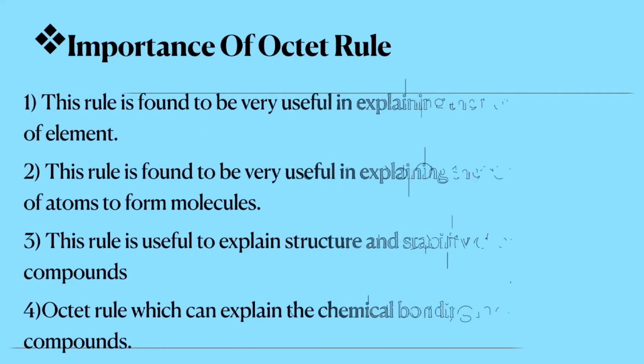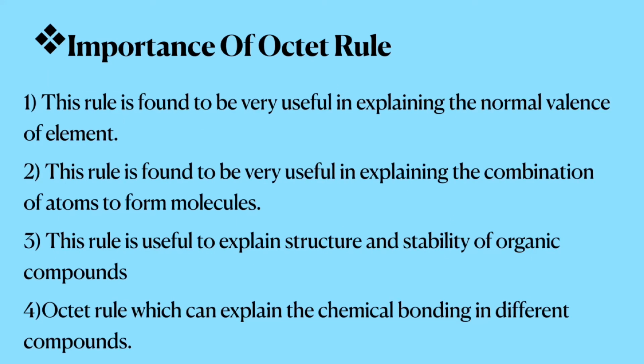Now let us consider the fourth importance of the octet rule. The octet rule can explain the bonding in different compounds. For example, a water molecule is formed by the covalent bond between the hydrogen and the oxygen atoms, while the NaCl molecule is formed by the ionic bond between the Na+ ion and the Cl- ion by donating or gaining the electron between these two atoms.